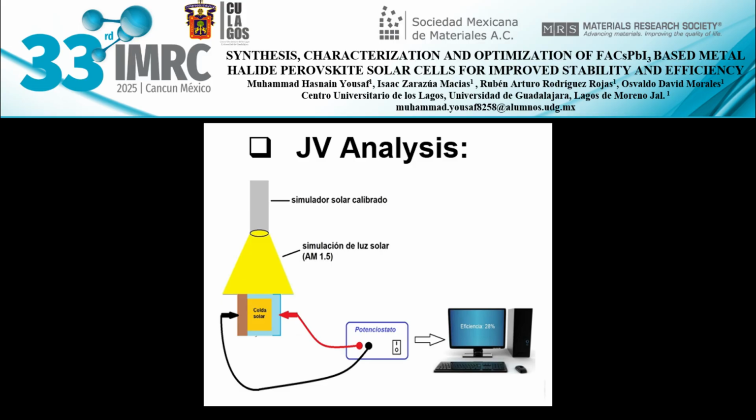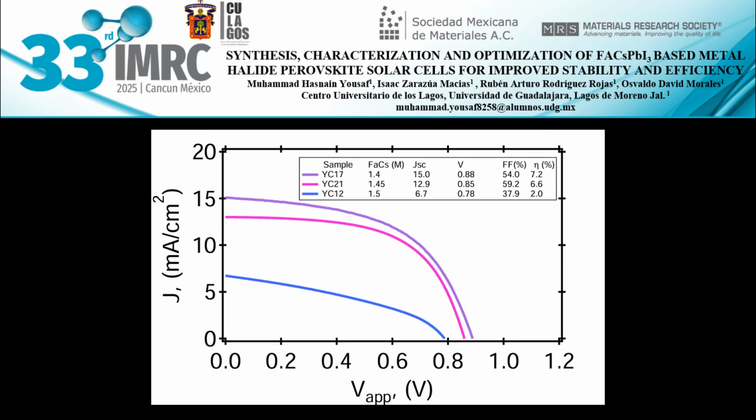For the electrical analysis, we perform JV of the synthesized perovskite solar cells. To find the efficiency of a solar cell, first of all, we place the sample under the solar simulator, which is connected to the potentiostat. The light we put on the samples behaves like the sun, resulting in a voltage sweep and current that we obtain from the solar cell. The JV graph shows that the sample having less FACs molar ratio has a good electrical response and has a high short circuit current of 15.07 milliampere per centimeter square, open circuit voltage of 0.889 volt, and a fill factor of 54%, thus giving us an efficiency of 7.25%.